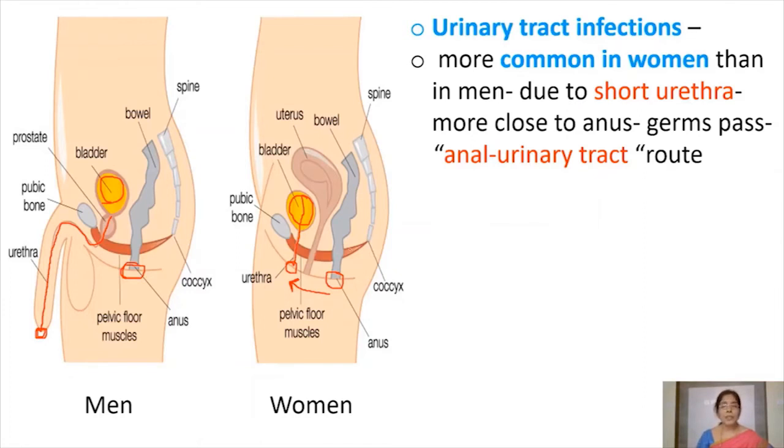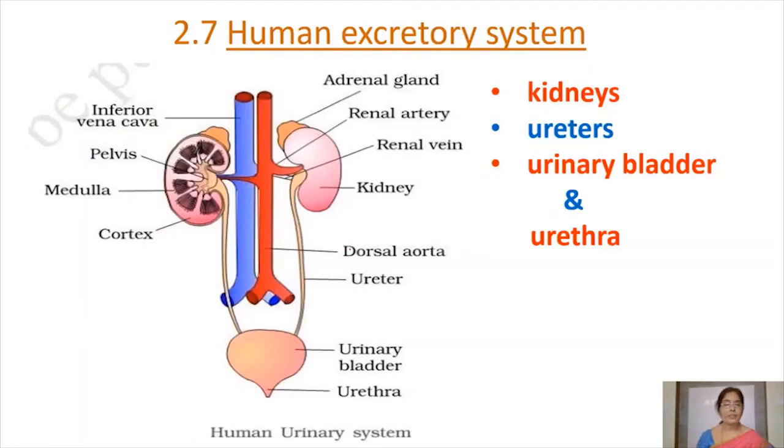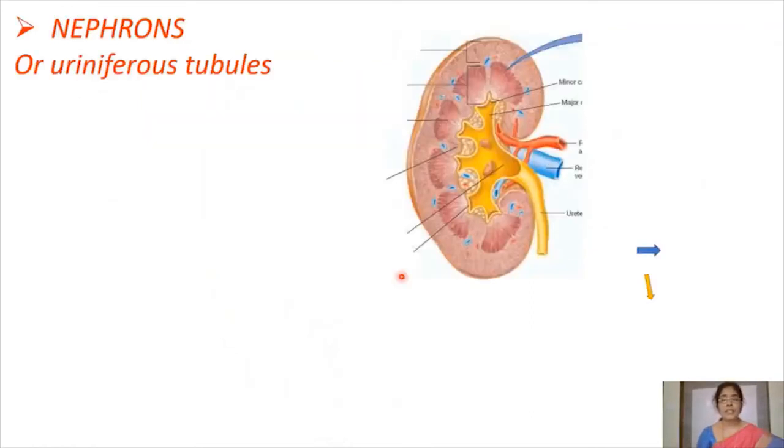So this is about the urinary bladder and urethra. So human excretory system లో ఉన్నటువంటి kidneys, ureters, urinary bladder, urethra ఈ 4 విషయాల గురించి 4 స్ట్రక్చర్స్ గురించి మనం ఇప్పటి వరకు తెలుసుకున్నాం. నెక్స్ట్ స్ట్రక్చర్ ఆఫ్ నెఫ్రాన్ స్టార్ట్ చేద్దాం. స్ట్రక్చర్ ఆఫ్ ద నెఫ్రాన్.